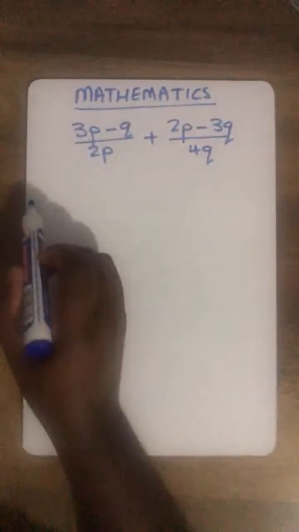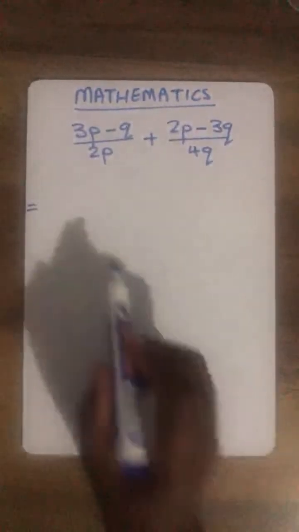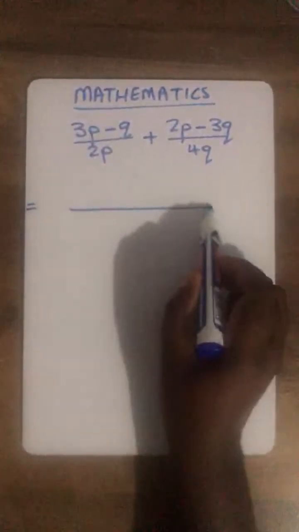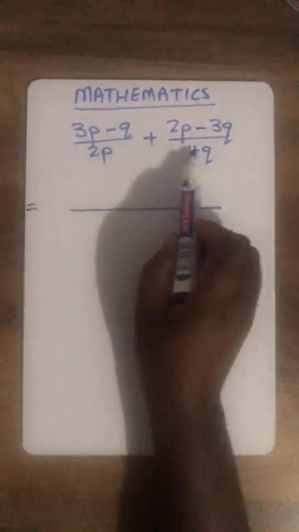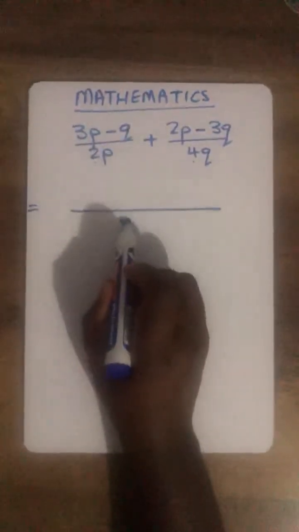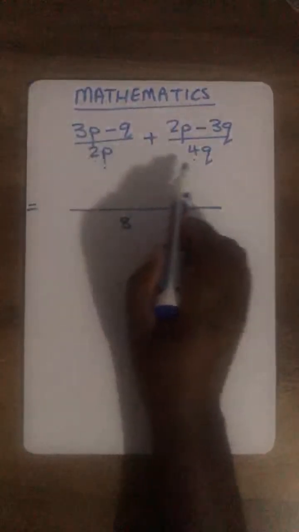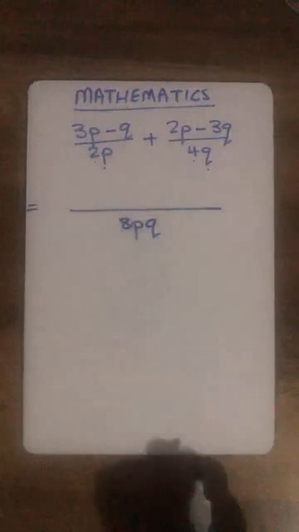Okay, so now let's see. If you guys remember, this is what we firstly need to have. And then what I said, you multiply the ones at the bottom. So it's like you're having 2 times 4, which is 8. You have P times Q, which is just PQ.